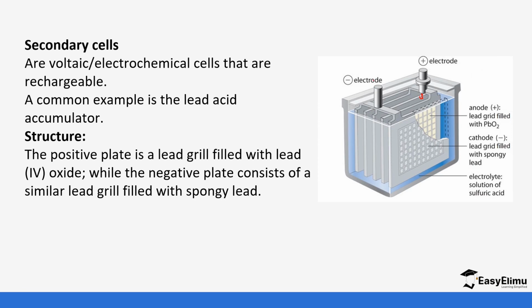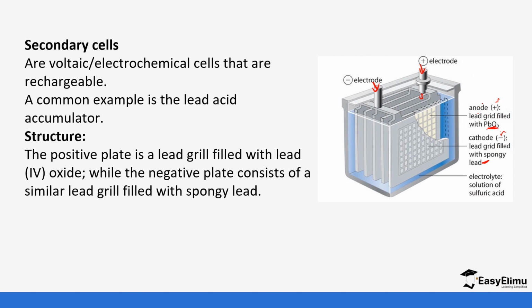So we have the negative one and we have the positive one. They're just different plates that have been filled with different things. So the anode, which is positive, is filled with lead oxide, and then the cathode is filled with spongy lead. I know the positive negative sign might make it a bit different from what you have discussed, but that happens where they are attached to the battery, which you're going to discuss later on in electrolysis.